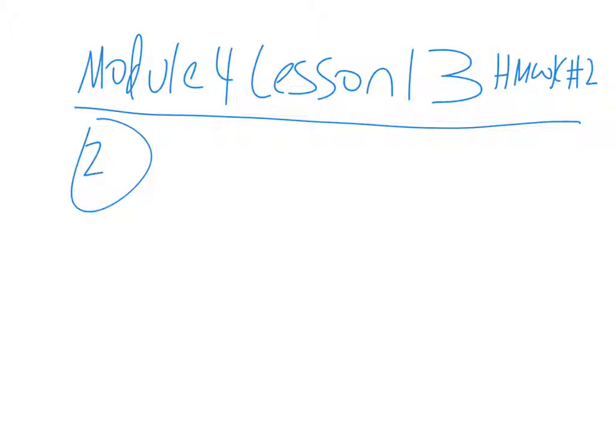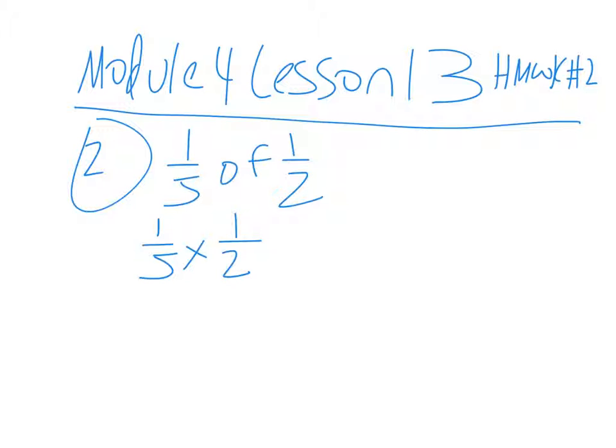Well, if half is mowed and half is wild, he is doing 1/5 of 1/2. So we know that of means multiply, so he's doing 1/5 times 1/2. Top times top, 1 times 1 is 1. Bottom times bottom, 5 times 2 is 10. So 1/10 of the property is used for the garden.